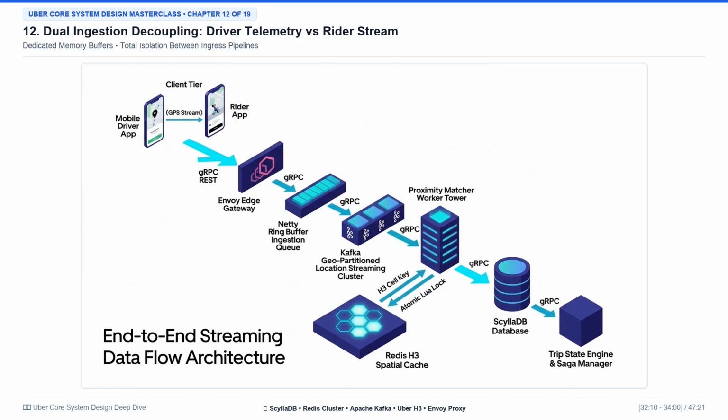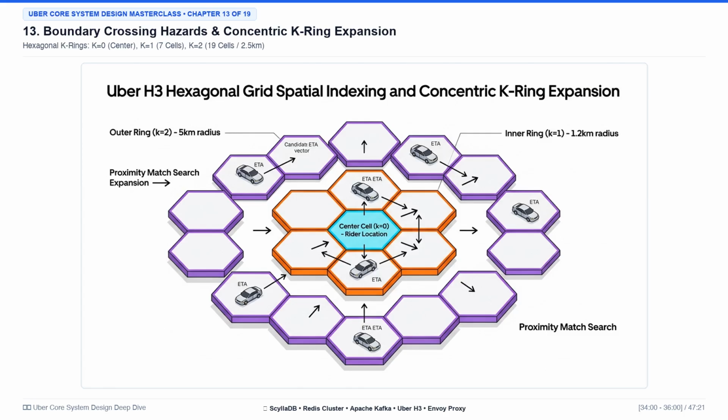A naive spatial database would do exactly that. It would return the suboptimal driver. So how do they fix it? To solve the boundary hazard, the H3 architecture utilizes a technique called concentric k-ring expansion. Concentric expansion. Because every hexagon has exactly 6 equidistant neighbors, the mathematical expansion is incredibly fast. The system doesn't just query your k = 0 center cell, it instantly expands the search to k = 1. What does the k = 1 ring include?